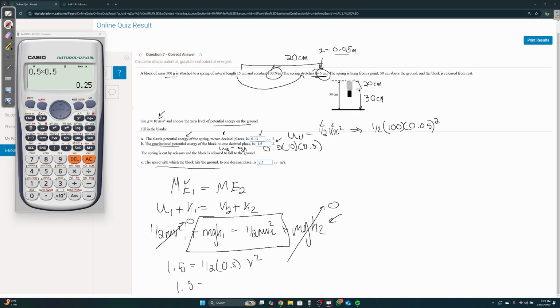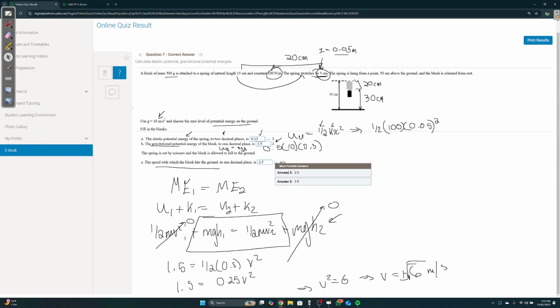I want to solve it fast, but some people get confused, they don't know how to solve the math and get lost, like, oh, he went too fast. Okay, so now you divide by 0.25 on both sides, you get 6, and then v squared equals 6, so v is equal to plus or minus root 6 meters per second. Square root both sides. To one decimal place, it should be 2.4. 2.4. How did this come out?